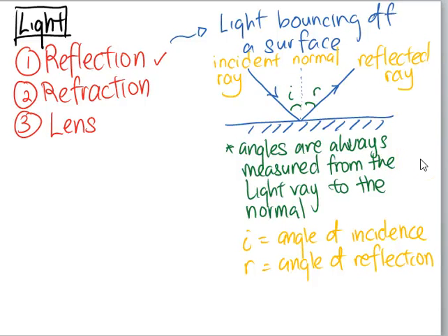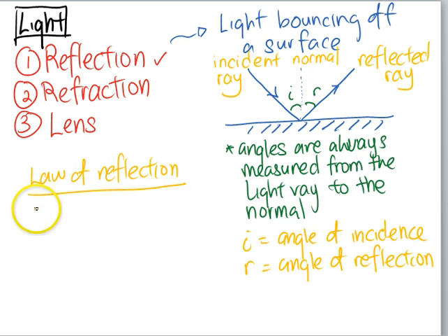Okay, now we went through a little bit on reflection, talking about some of the terms that you need to know, such as the incident ray, normal, reflected ray, angle of incidence, and angle of reflection. Now let's move on to some of the application of it. Scientists have actually done some measurements and they realized that light follows this thing called the law of reflection. Okay, law of reflection.